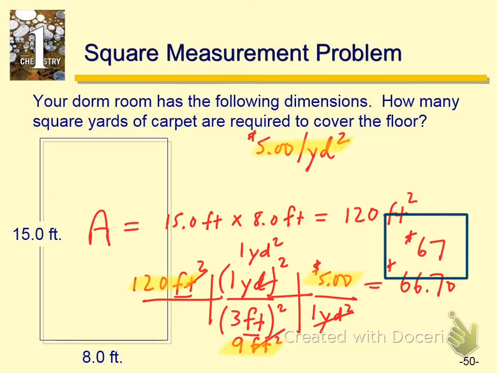Why are we doing dollars? I just added it on. Okay. I just added on for fun. Just for fun, okay? So the problem says how many square yards are required, so all you do is take 120 divided by 9, okay? And that would give us our square yards, okay? Does that make sense?